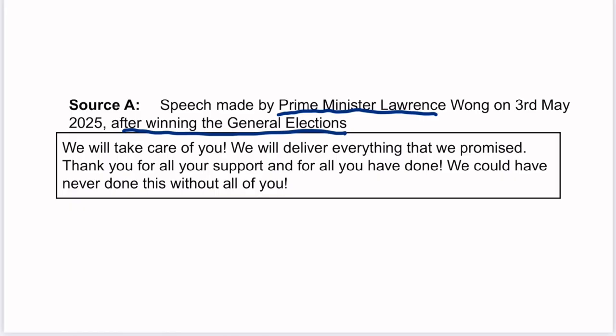Now, if you realize here, it makes a lot of difference already. "We take care of you." Who is this you here? Who is this we? The we here is the Prime Minister and his party. The you here is the voters that have voted for him, the supporters, or perhaps even Singaporeans. Because no matter what, thank you for voting for us. We will take care of all of you, coming from the point of view of the Prime Minister.